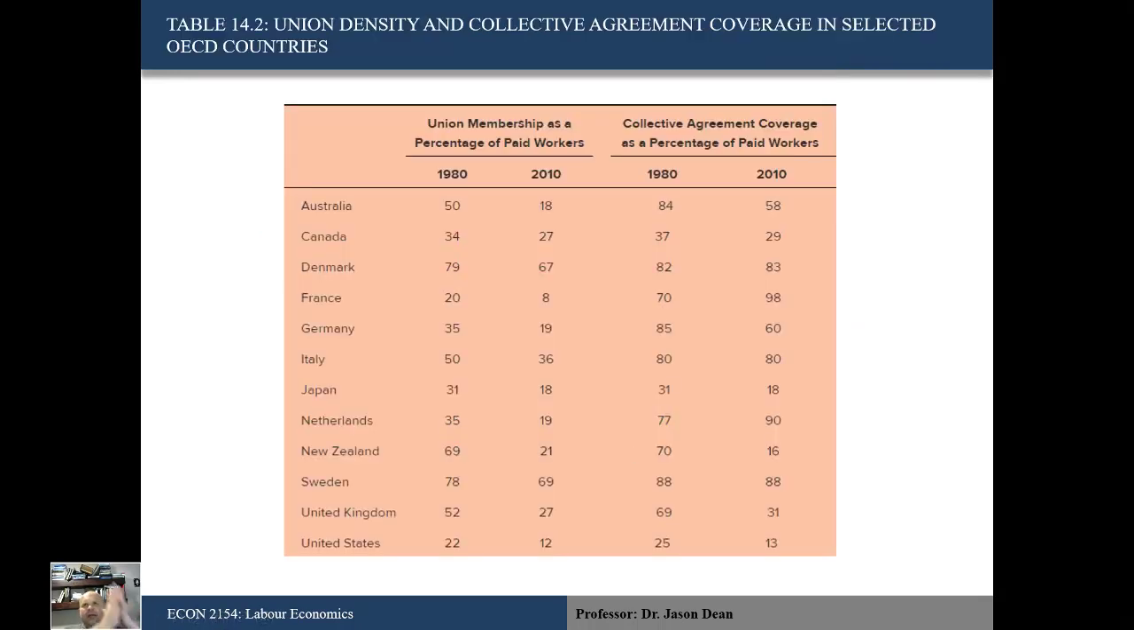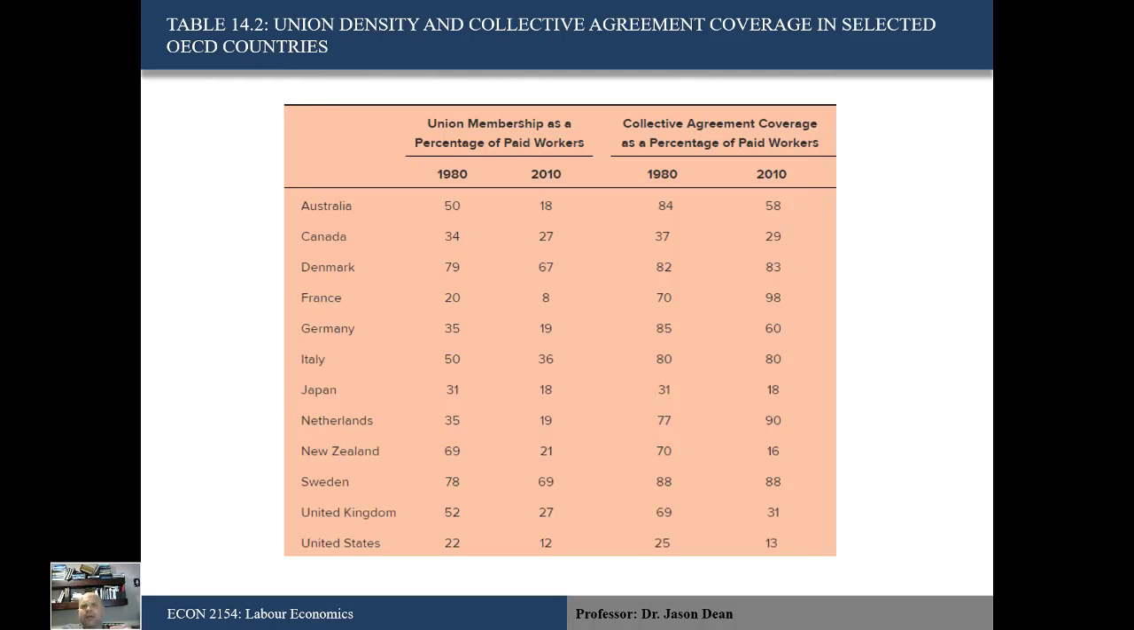So here we have some data with our 2 measures, union density and collective agreement coverage, for selected OECD countries. We have Australia, Canada, Denmark, France, Germany, Italy, Japan, the Netherlands, New Zealand, Sweden, the United Kingdom, and the United States. And we're looking at both measures in 2 periods, 1980 and 2010.